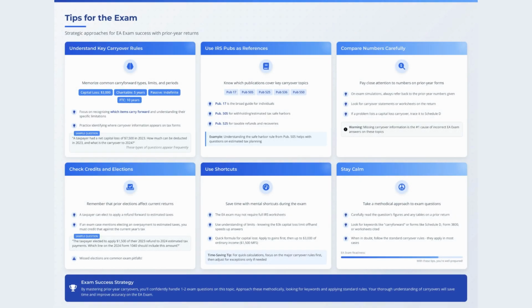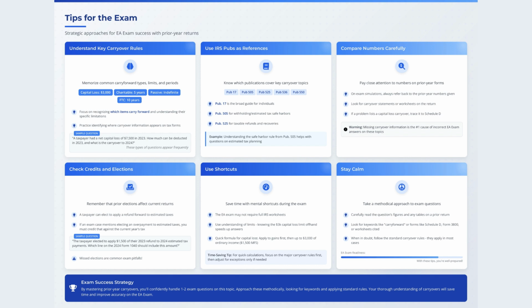Alright, future EAs, before we wrap up this module, let me give you a few practical tips for tackling prior year return questions on the exam. These are high-yield areas, so pay attention. Number 1. Know your carryover rules cold. You'll see carryovers on the exam. Period. So here's what you must have memorized.